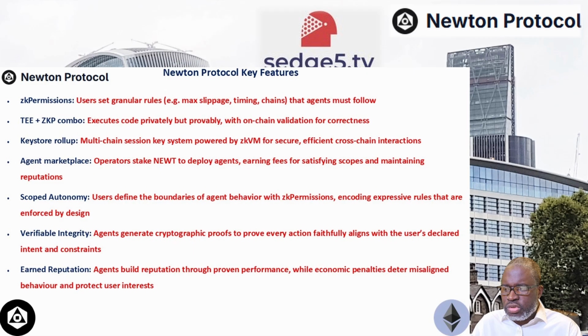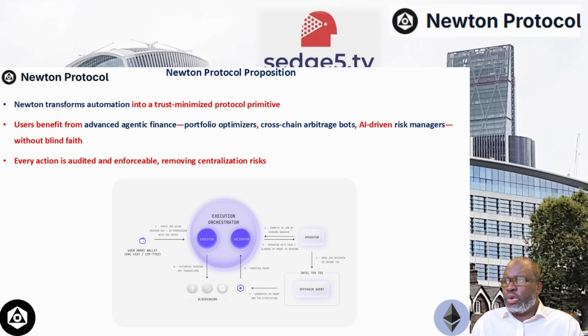Moving on to the value proposition for NEWT protocol, NEWT transforms automation into a trust-minimized protocol primitive. Users benefit from advanced agentic finance, portfolio optimizers, cross-chain arbitrage bots, AI-driven risk managers without blind faith. Every action is audited and enforceable, removing centralization risks.